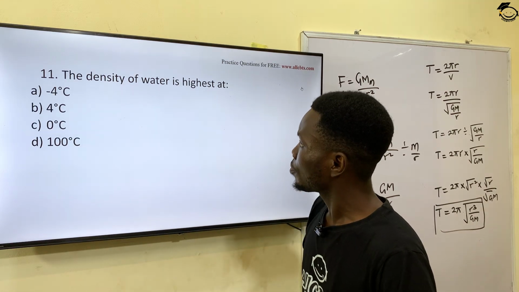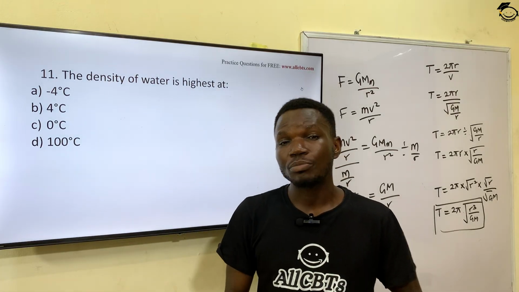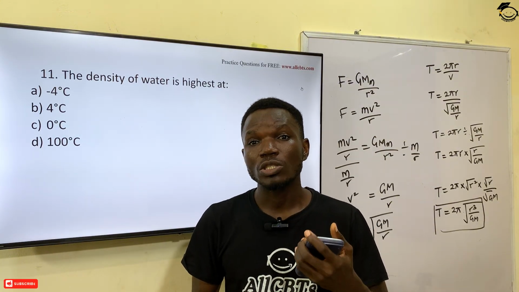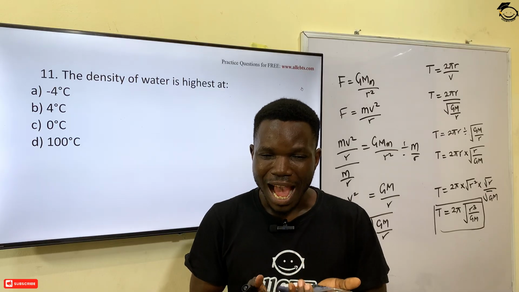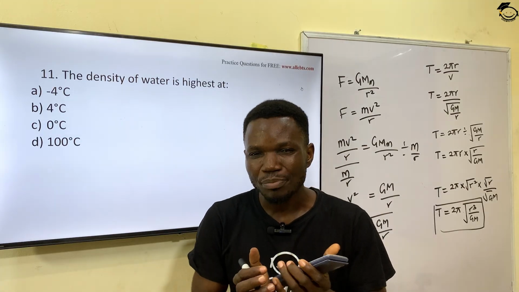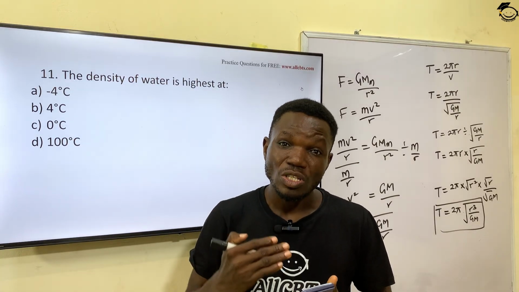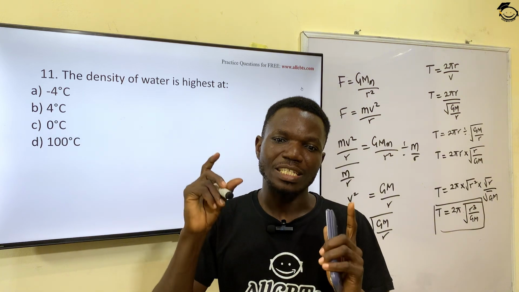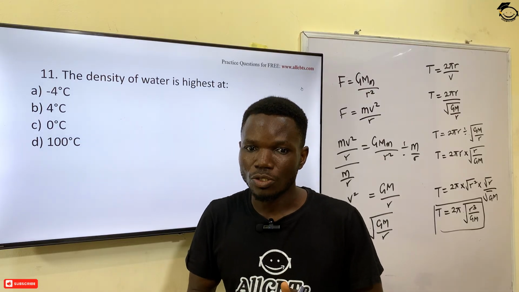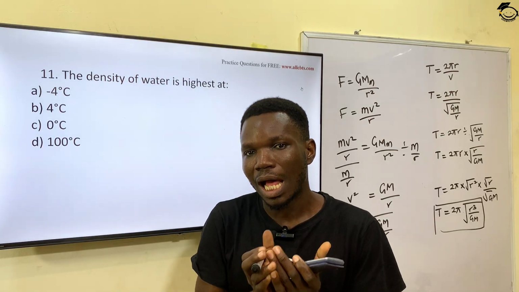So that takes us to the next question, which says the density of water is highest at dash. Now we know that whenever water is heated between 0 degrees Celsius and 4 degrees Celsius, that quantity of water contracts. And whenever a fluid or a liquid contracts, it means it becomes denser. So at 4 degrees Celsius, water is the most dense form it can ever be. And because it contracts up to 4 degrees Celsius, it means it is denser at 4 degrees Celsius.